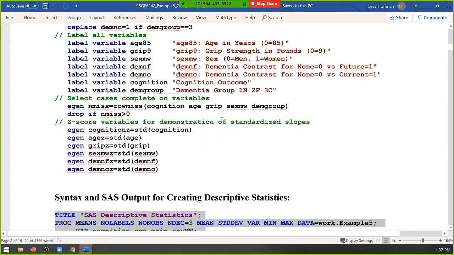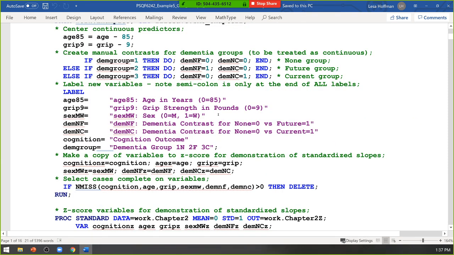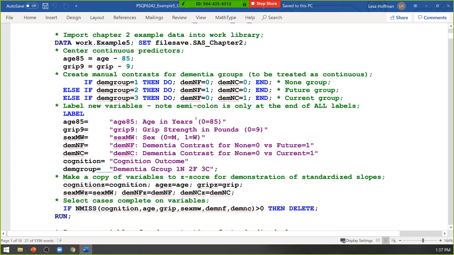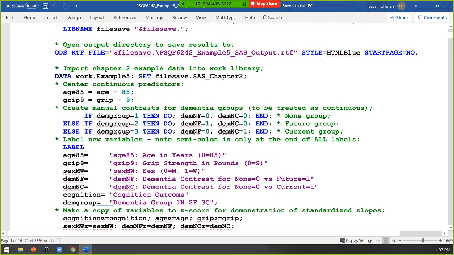It doesn't really matter which constant you pick so long as it's somewhere in the middle, to have a decently interpretable intercept. So age 85 is the predictor that's going to be in my model, which is age minus 85. And grip 9 is grip strength centered. It's 9 pounds per square inch. That's what the units are in this case.